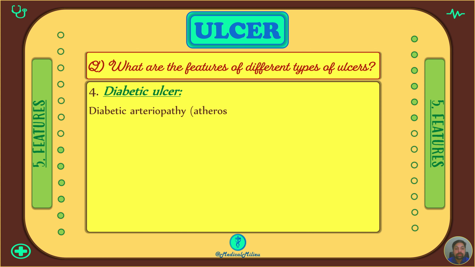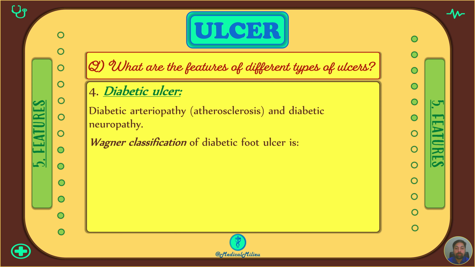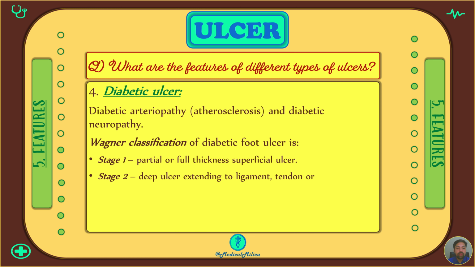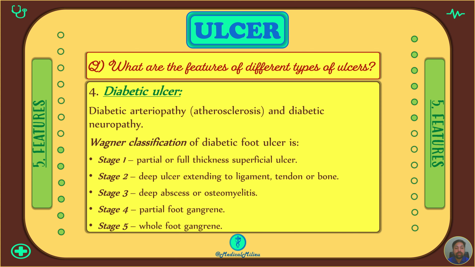A diabetic ulcer is caused by a combination of diabetic arteriopathy and diabetic neuropathy. The Wagner classification of diabetic foot ulcer is: in stage 1 there is partial or full thickness superficial ulcer. In stage 2 there is deep ulcer extending to the ligament, tendon or bone. In stage 3 there is deep abscess or osteomyelitis. In stage 4 there is partial foot gangrene, and in stage 5 there is whole foot gangrene.